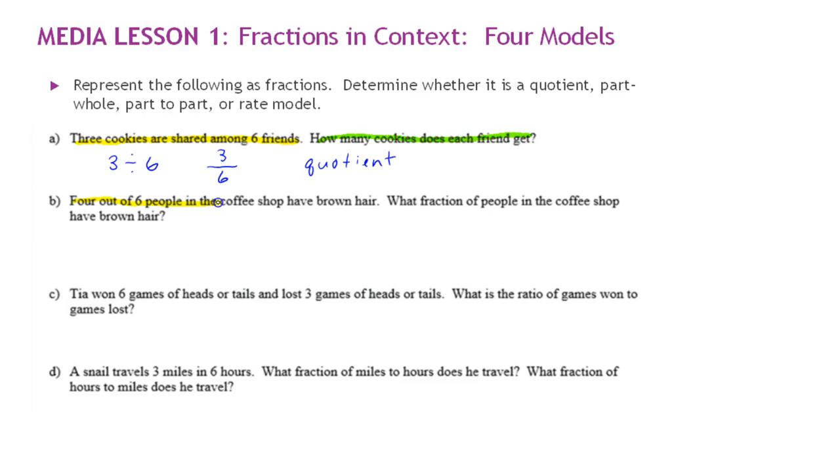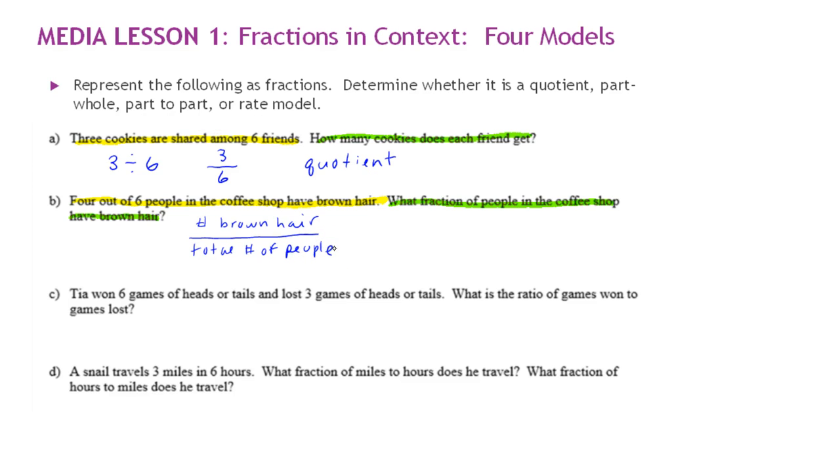4 out of 6 people in the coffee shop have brown hair. And we're asked, what fraction of people in the coffee shop have brown hair? Okay. So notice we have 4 out of 6, and out of usually indicates a fraction situation. Okay, and when we're asked what fraction have brown hair, that means we want to find the number that have brown hair over the total number of people, in this case in the coffee shop.